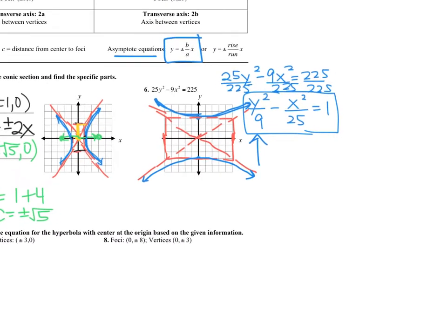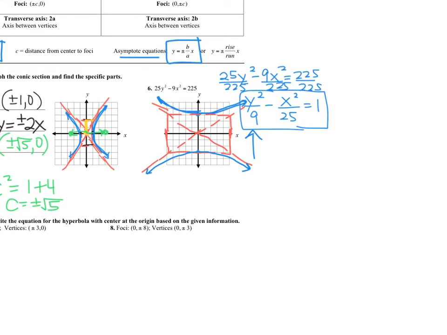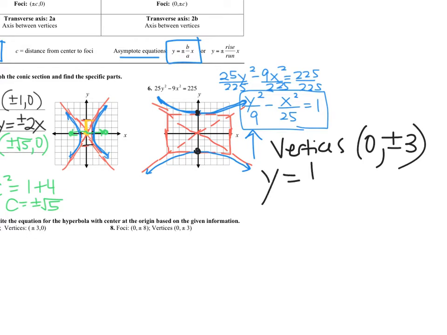Okay? It didn't ask you for all the parts, but let's do them really quickly. Our vertices for this problem would be this point and that point. So that would be 0 plus or minus 3. The asymptotes are y equals plus or minus. Here you rise 3 and you run 5. So 3/5 x. And then the foci are c squared equals 25 plus 9. So 25 plus 9 is 34. So c equals plus or minus rad 34.